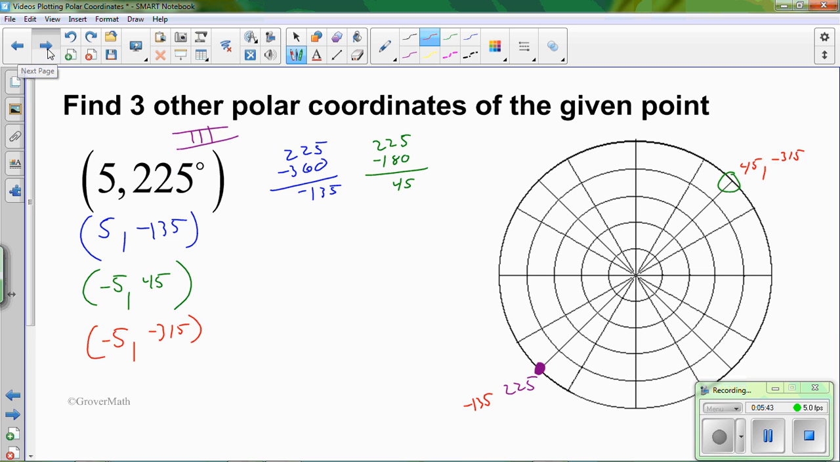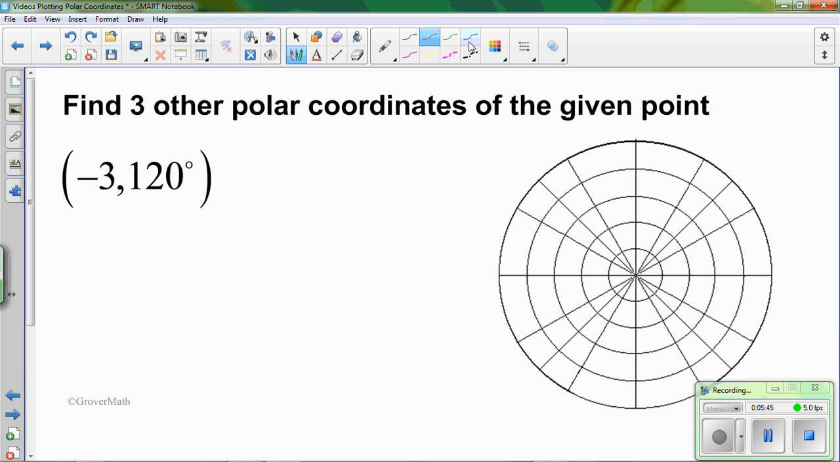Let's look at another example. Negative 3, 120. So this one where the r is already negative to start. So let's plot it first of all. The 120 line is right here. And this would be a positive 3, 120, but negative 3, 120 is on the opposite side. So this is really where our point is.